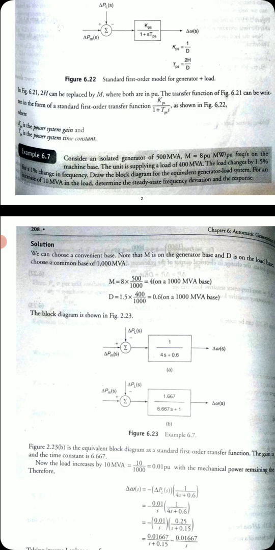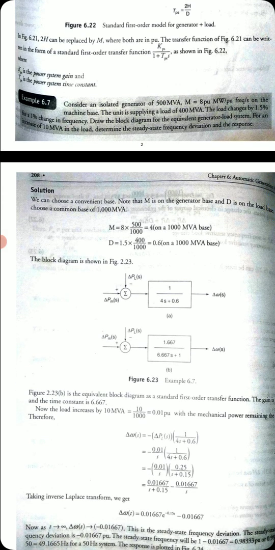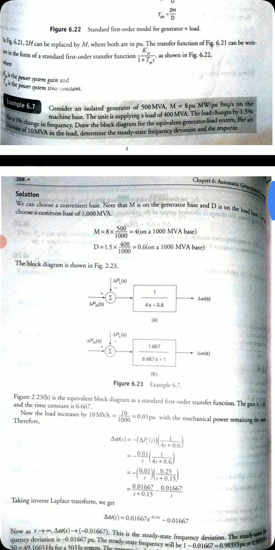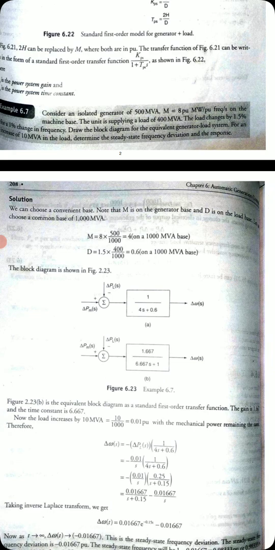So we can choose a convenient base here. M is on the generator base and D is on the load base, so we choose one common base because both are on different bases. The generator base is 500 MVA and the load base is 400 MVA. On the common base of 1000 MVA, M changes to 8 into actual base divided by new reference base, so now it is 4. And D is equal to 1.5 into 400, which is actual, divided by 1000, which is new. So we got 0.6. These are the M and D values we got.